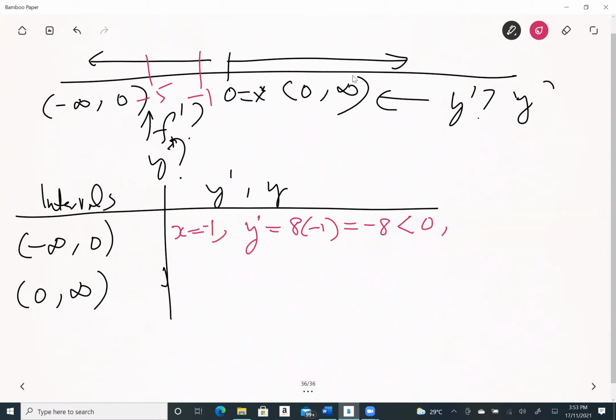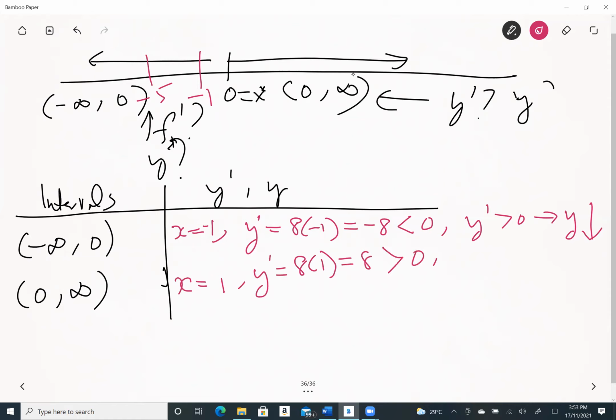Decreasing. Okay, so here y prime is positive, we can say that the function is decreasing. Now for the other interval, take one test point. What test point do you want? Simplest is 1. So what is y prime? Y prime is 8 times 1, equal to 8, and that is positive. So y prime is positive. I don't have to write down again y prime bigger than 0 because I already said it here. Then what about y? Y is increasing.